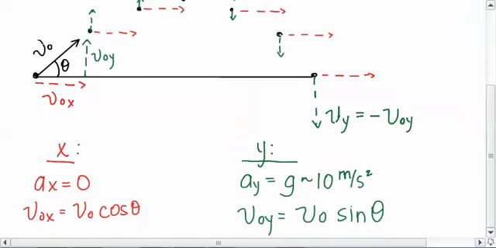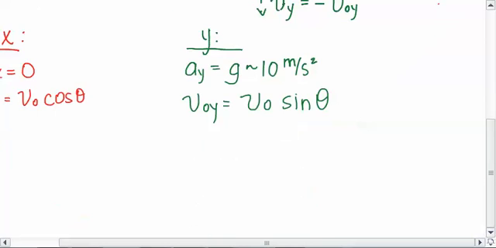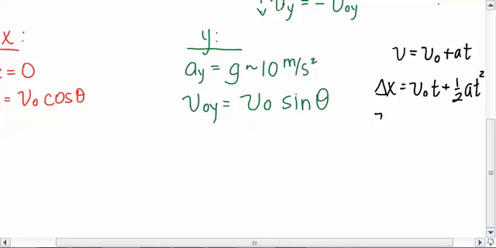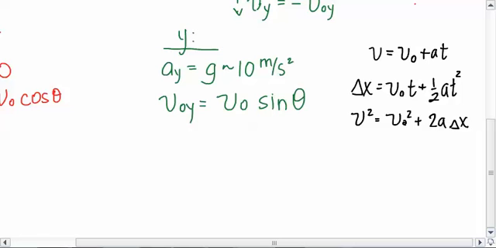Now, once upon a time, long, long ago, you derived using a graph three kinematics equations, and I'm going to remind you of them. We have v equals v naught plus at. And then delta x equals v naught t plus 1/2 at squared. And v squared equals v naught squared plus 2a delta x. And do not be fooled, you must know these. It's essential for your success.